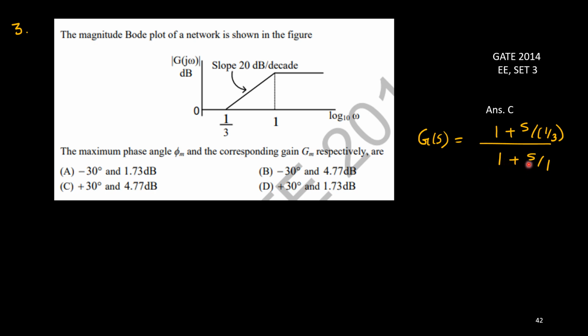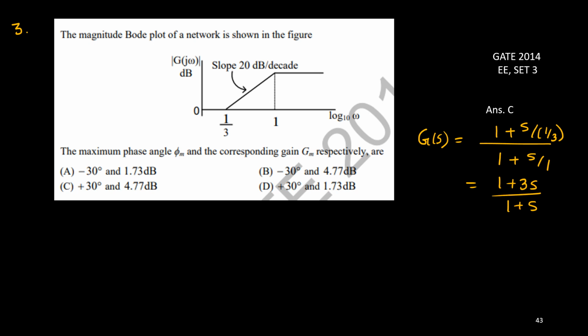So it will be 1 plus s upon a, where the corner point a is 1. And there is no k because this level is 0 dB. Its level is not shifted, so obviously k equals 1; there is no change, no DC gain. So I will not consider k, which is already 1. If I simplify this, I will get (1 plus 3s) upon (1 plus s), right?